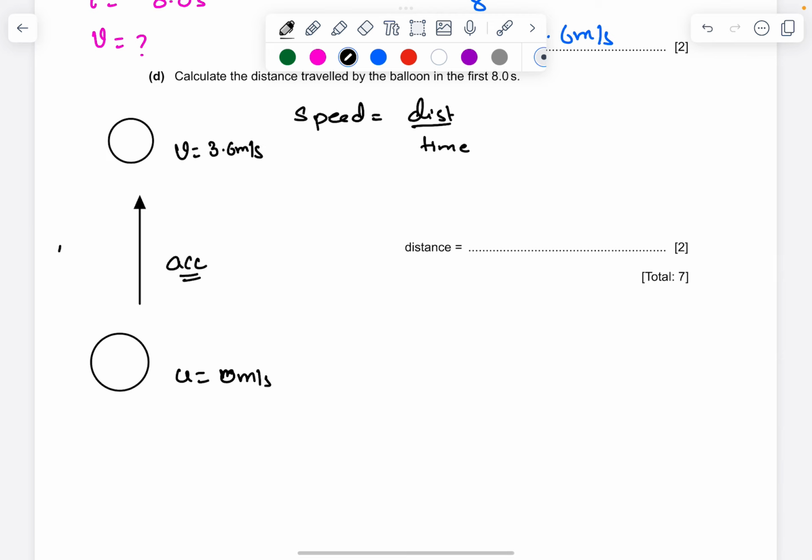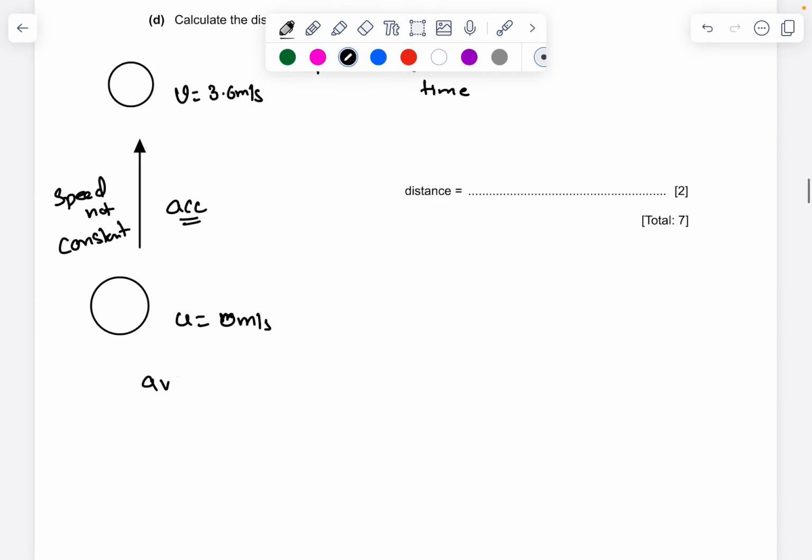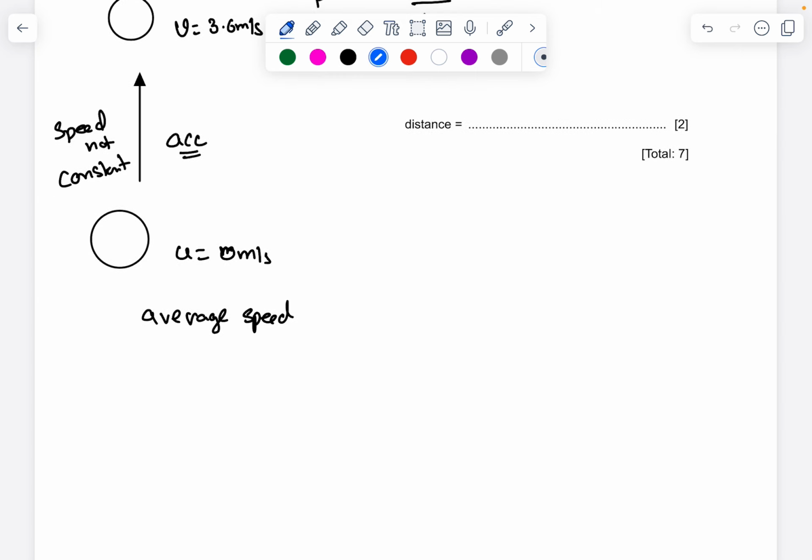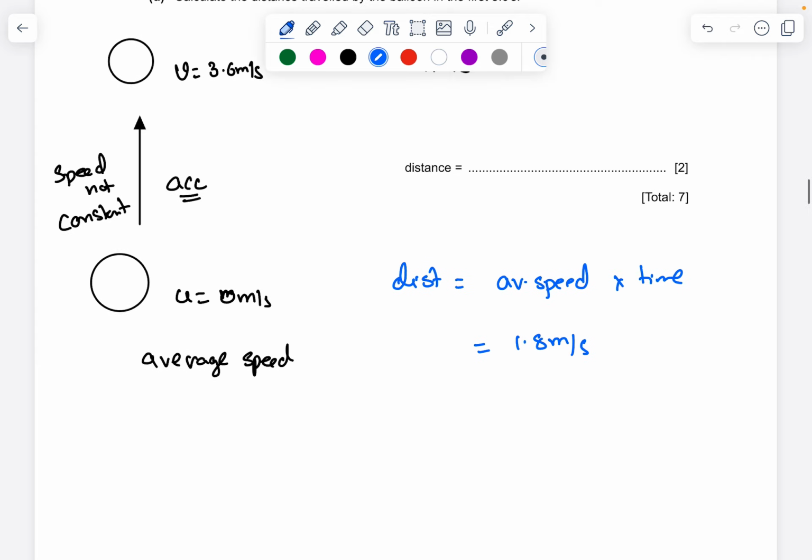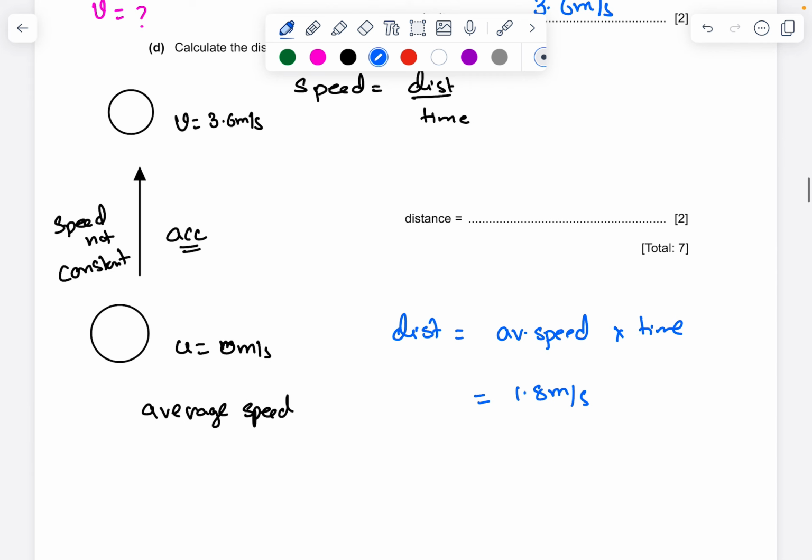Now we can see that speed is not constant. Therefore we are going to use average speed. In that case, the formula is distance equals average speed times time. The average speed is 1.8 meters per second. How do I get the average speed? Average speed was 1.8 meters per second.